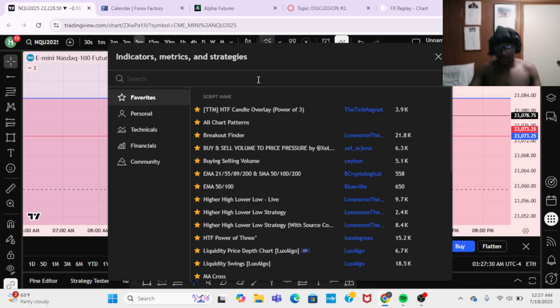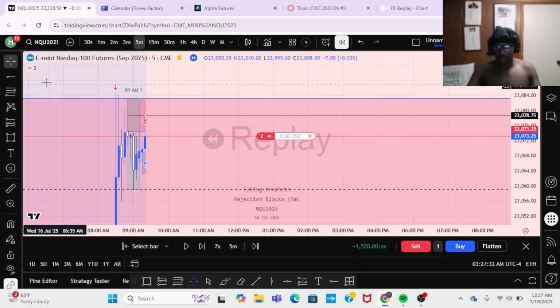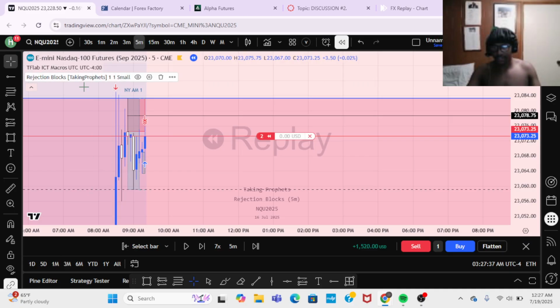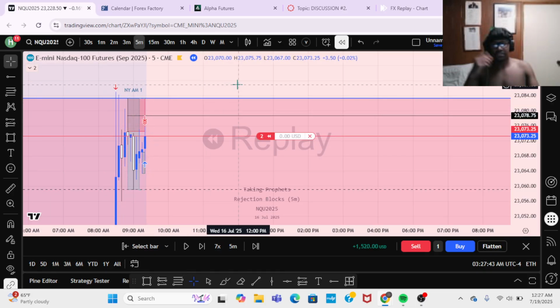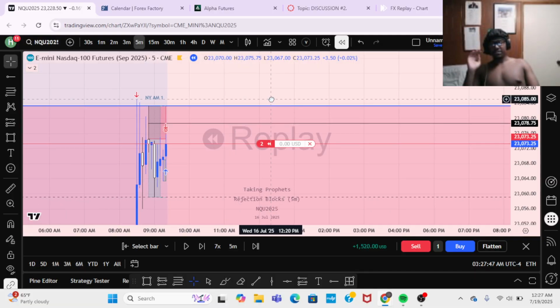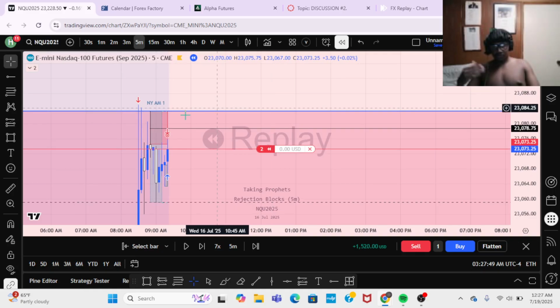Let me show you. Go to indicators and look up this rejection block indicator right here. This is the one that I'm using. Rejection blocks, taking profits. It seems to work fine. I mean, this is FX replay, so hopefully it'll be more accurate and decent when the market is moving. But this is the one I'm using. It labeled it perfectly. So ideally this is where you would set your limit, and then you would have your stop.